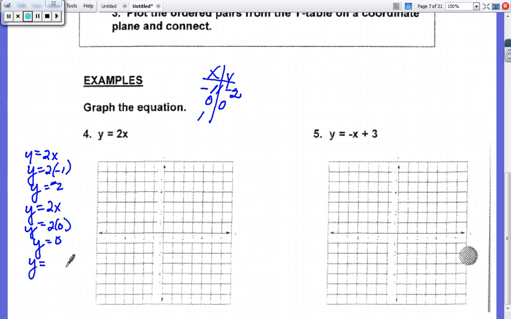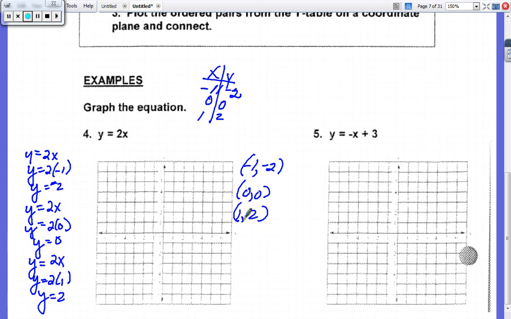The third one, y equals 2x. y equals 2 times 1, or y equals 2. So here are our 3 points that we're going to graph. We're going to graph negative 1, negative 2; 0, 0; and 1, 2. Okay, negative 1, negative 2 is right there, 0, 0, and 1, 2. And then you just connect the dots.